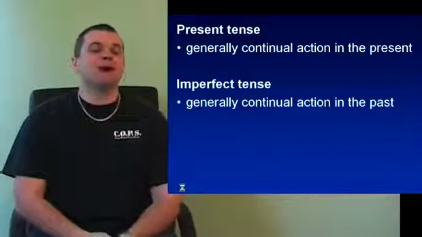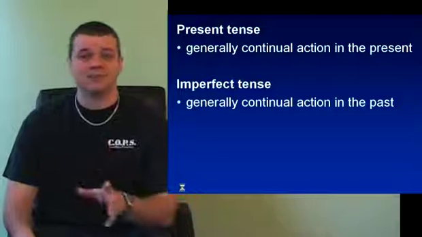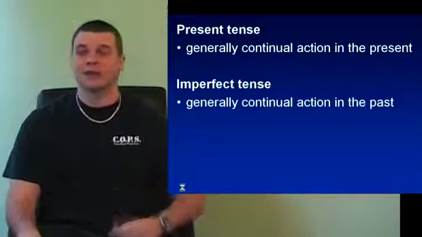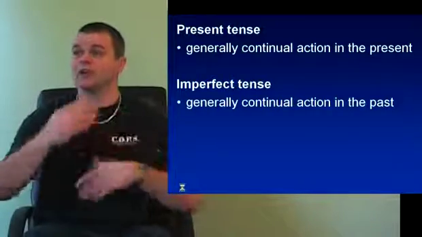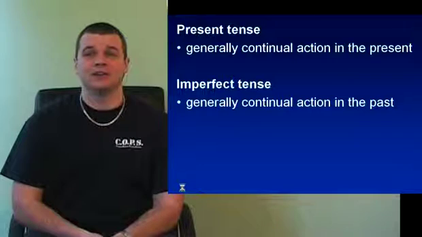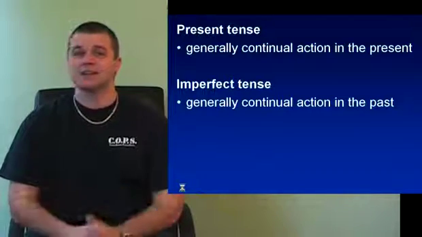Now we've got the imperfect tense. Now the imperfect tense is very similar to the present tense, because again, it's generally a continual action, something that keeps on going, okay? But generally, it's in the past time. So a minute ago, I was clapping. Guess what tense that is?